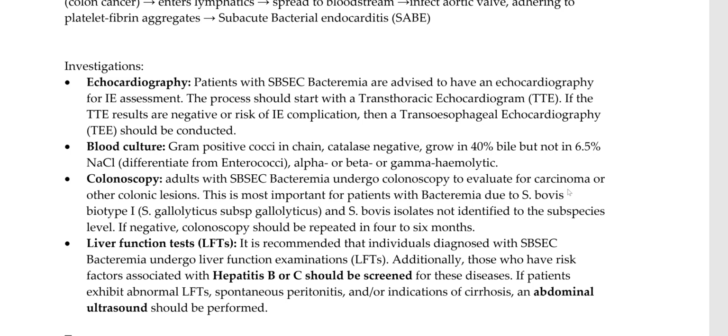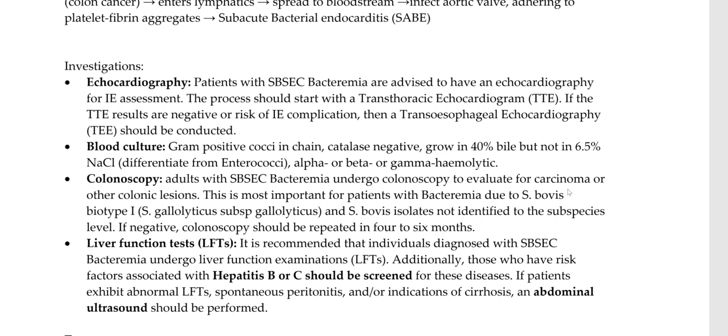But you will also order colonoscopy. It is recommended that adults with bacteremia should undergo colonoscopy to evaluate for carcinoma and other colonic lesions. This is most important for patients with bacteremia due to gallolyticus, that is S. bovis biotype 1, also known as Streptococcus gallolyticus subspecies gallolyticus, as well as all those Streptococcus bovis isolates which are not identified up to subspecies level. So it may be gallolyticus. From that point of view, we should do colonoscopy in them as well. If negative, colonoscopy should be repeated in 4 to 6 months.